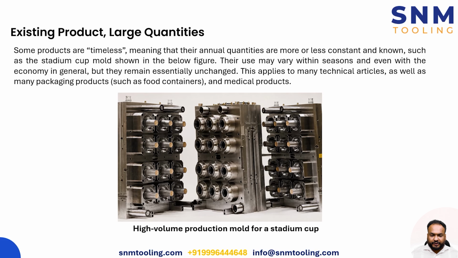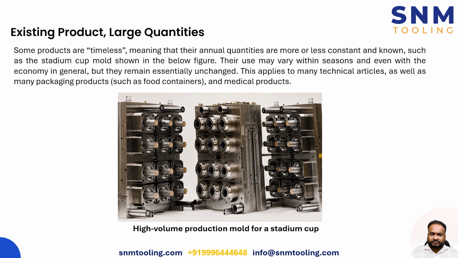And again, if you can see, this is a high volume production mold for a stadium cup. See the cavitation here, see the stack mold. Not only does it have two core cavity interfaces, it has how many cavities? 12 cavities, and it is able to produce a high quantity, 12 cavities on one side, so total 24 cavities, and a good amount of production in a set period of time.